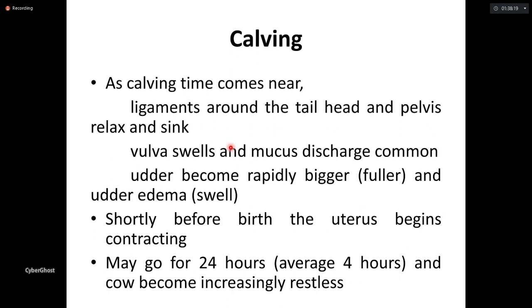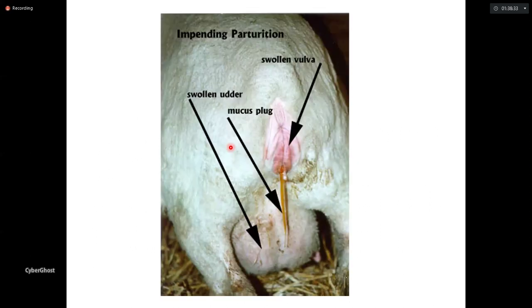Sometimes if something goes wrong, it may go up to at least one day of showing these signals, maybe due to some issues with the calving, right? So these are some signals. You can see the udder is enlarged, and mucus is discharged from the vulva. This is the vulva area, right? And it is swollen and reddish in color, right?